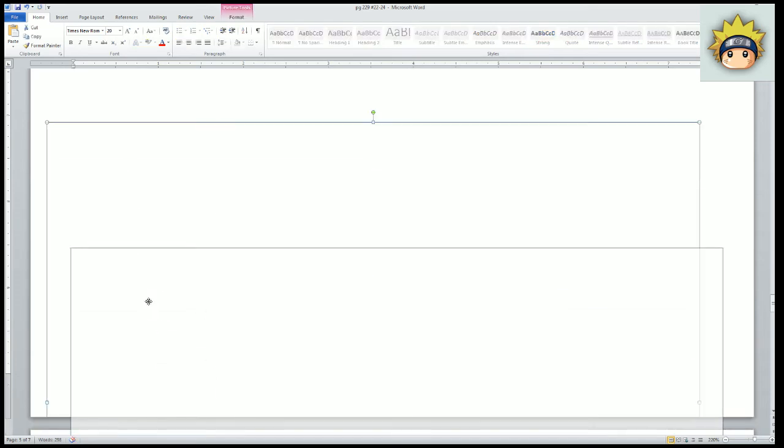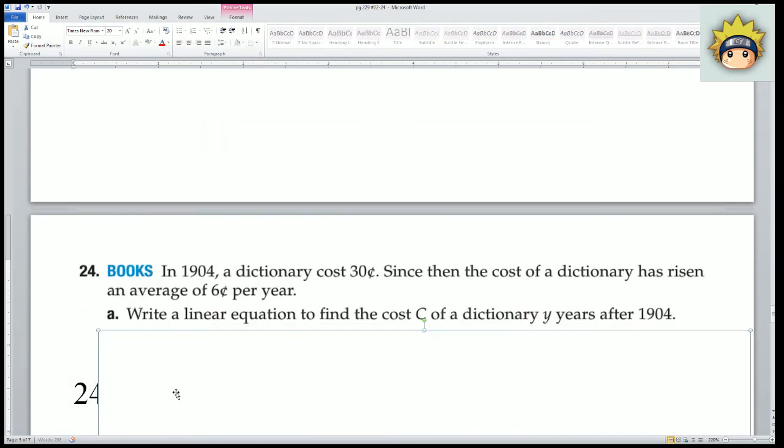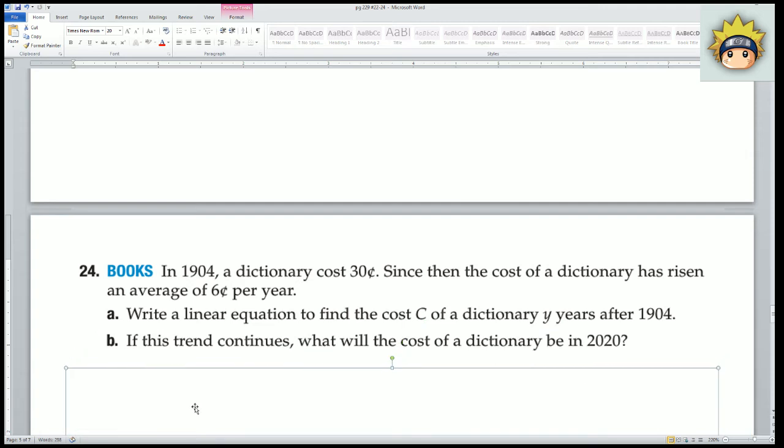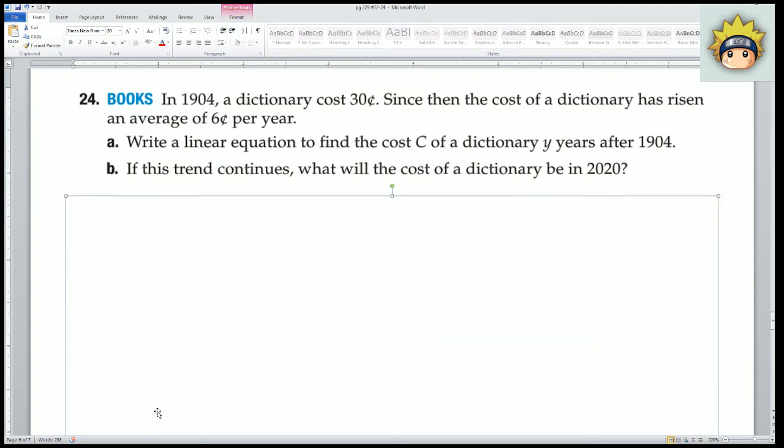Let's do the last one. This should be 24. It says in 1904 a dictionary cost 30 cents. Since then the cost of a dictionary has risen an average of 6 cents per year. Maybe the ink is more expensive or the book is more expensive or maybe there are more words. A. Write a linear equation to find the cost C of a dictionary y years after 1904. And B. If this trend continues, what will the cost of the dictionary be in 2020?